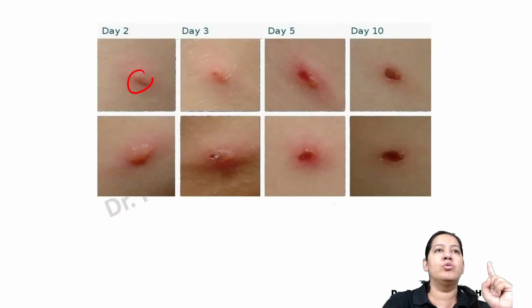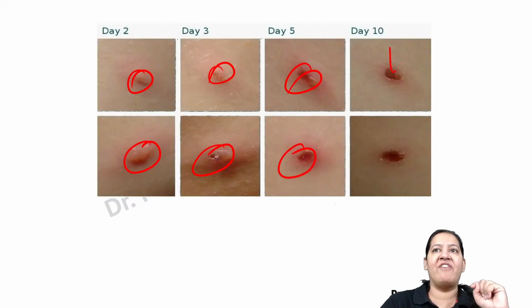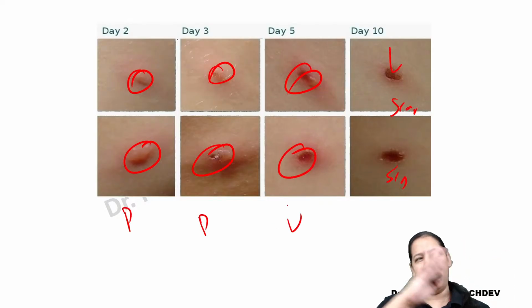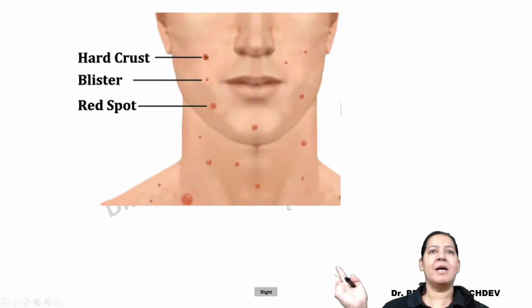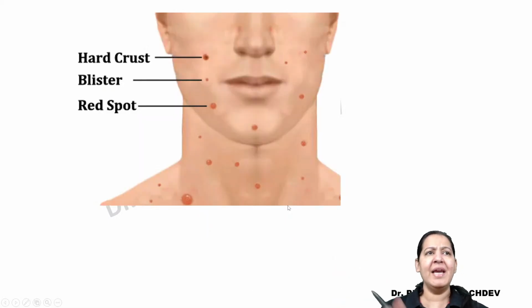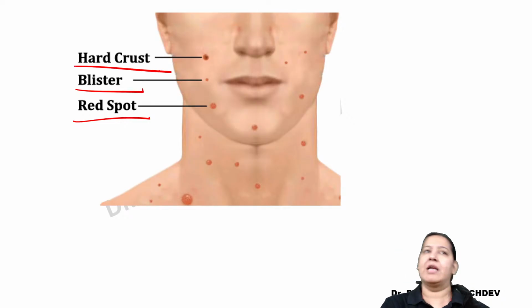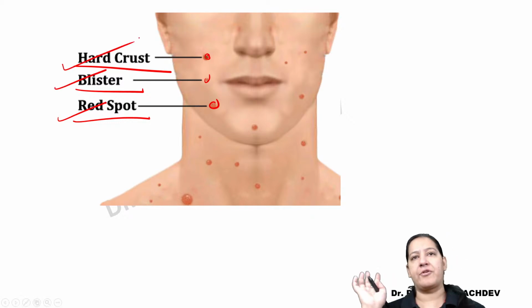You can see on day 2, this is the feature. On day 3, this is the feature. On day 5, this is the feature. On day 10, finally a scar is formed. So this is papule, pustule, vesicle, likewise. Give me a thumbs up, everyone. So you can see first a red spot is there, then a blister is formed, and in the end a hard crust is formed, and all three can occur together. Some are red spots, some are blisters, and some are hard crust at the same time.